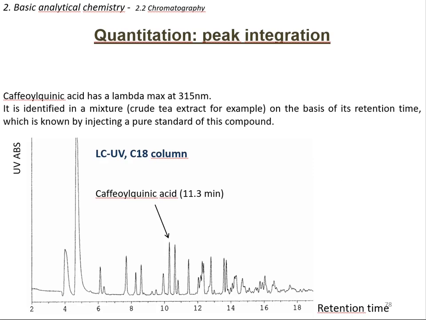Now, how can you quantify a compound by using chromatography? This is what we call peak integration. So here is a chromatogram. You have the retention time on the abscissa and the absorbance, so the detector in this case is a spectrophotometer, and you set the wavelength in the UV spectrum where most phenolic compounds absorb. For example, caffeoylquinic acid is your compound of interest here. You know that its maximum wavelength of absorption is 315 nanometers.